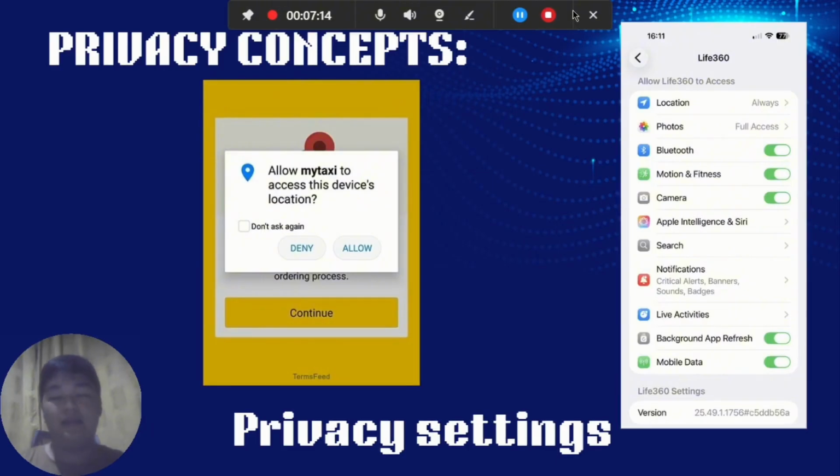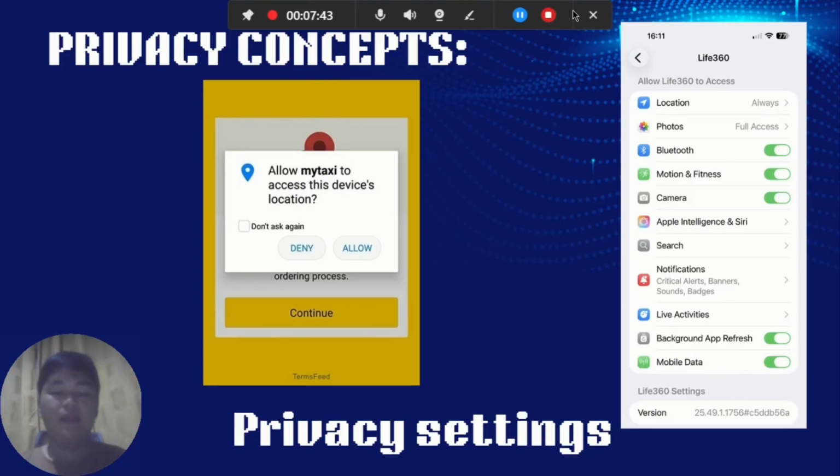An example of this would be when we install new apps on our phone or device, and when we log in or sign on to them, they always ask for access to our personal information. So it is always important to know how to go through our privacy settings, in order to know which apps or third-party users we should allow to access our personal information or our device's information.